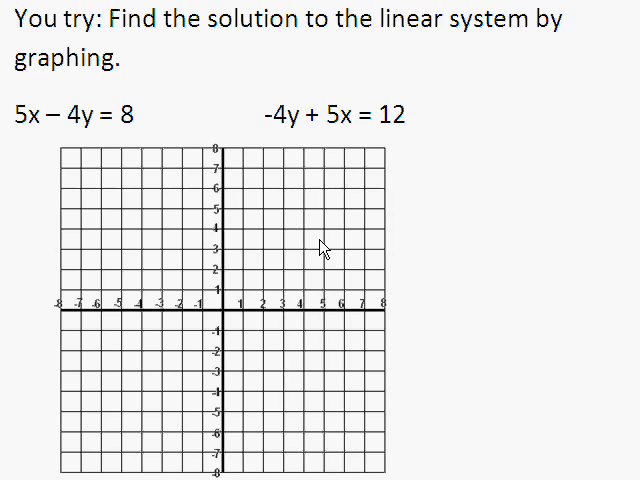Now here are some unusual examples for you to try. Go ahead and try to find the solution to this linear system on your own, pressing pause, and when you're ready to see the answer, please press play. Now, if you run into a problem, don't be dismayed. Just go ahead and give it a try anyways, and think about what it means as far as the number of solutions.